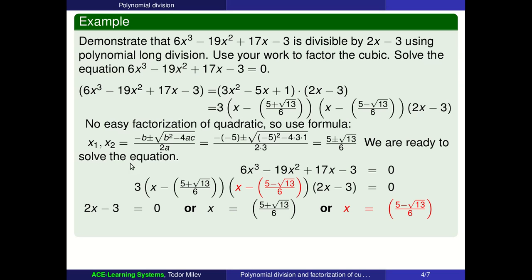We only need to solve this equation, 2x minus 3 equals 0. That is very easy to solve. That's a linear equation. And we see that x equals 3 over 2.